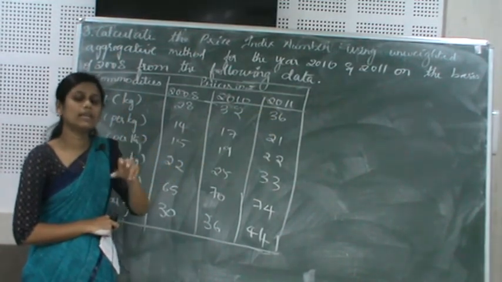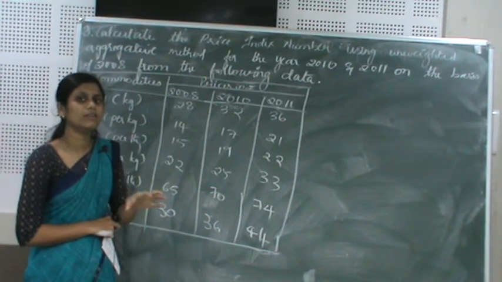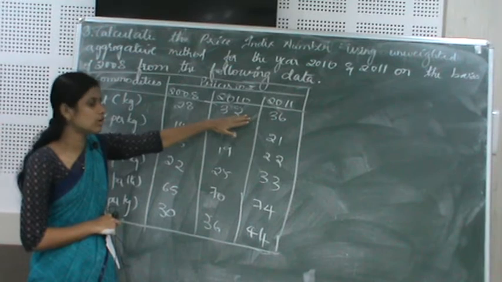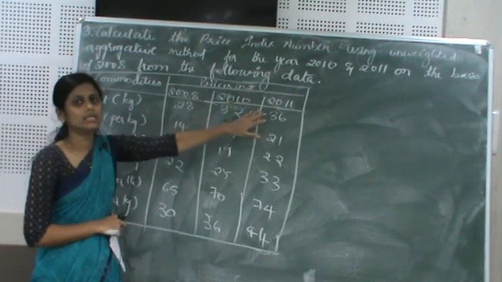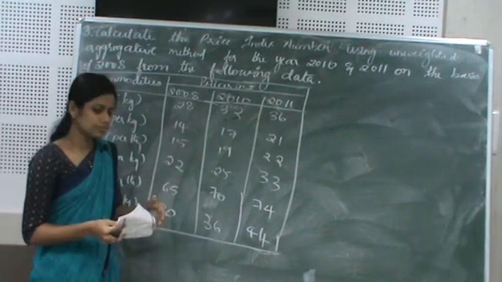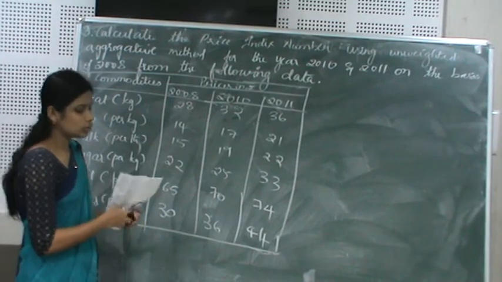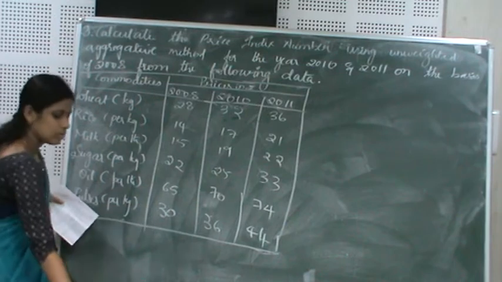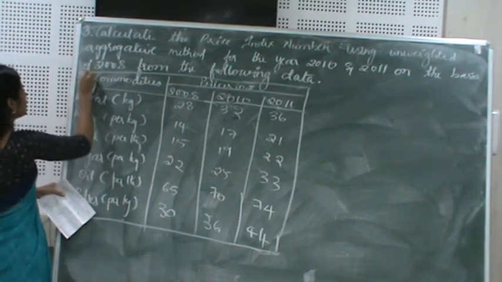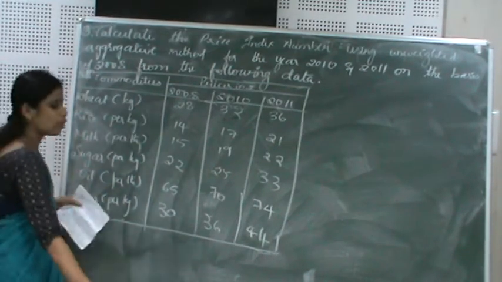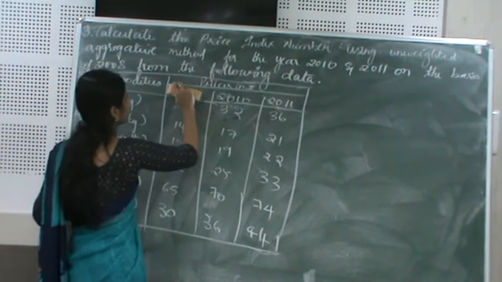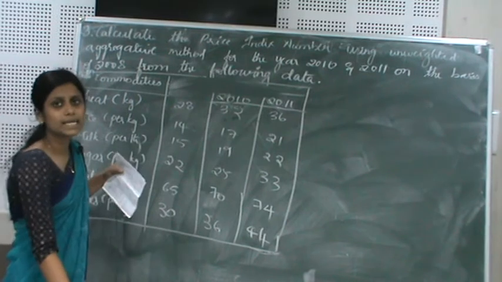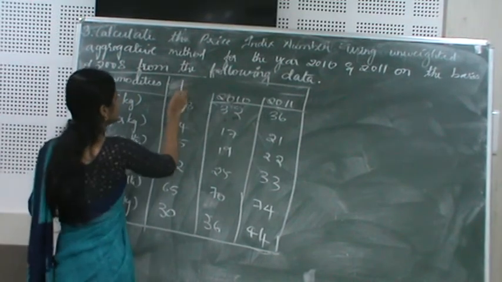So we are going to calculate the price index number separately for both the current years. First we will calculate the price index number for 2010. Next we will calculate the price index number for 2011. So in the solution, we are going to draw the same table. First we will write the commodities. Next these prices. 2008 is the base year, so we are going to write it as P0.